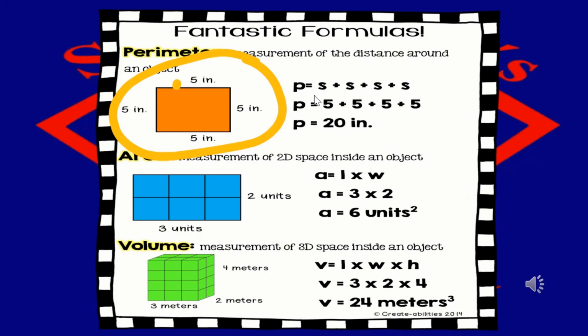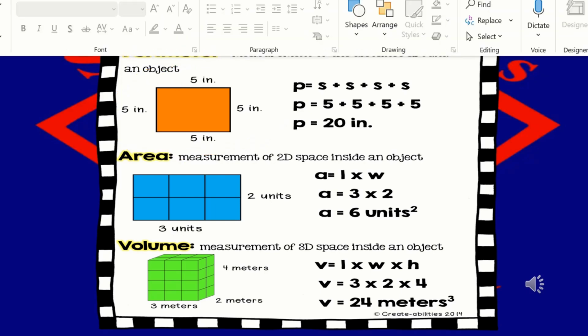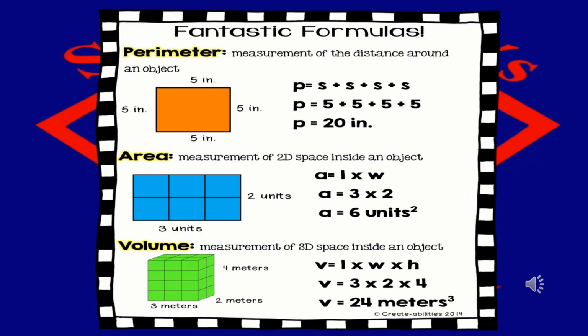And now let's go to area. It looks like I covered it up a little bit. It's okay, I can always take it away, right? There we go. Area is the measurement of two-dimensional space inside an object. Sorry about that. So area is what's inside, right? The equation for area is length times width. So 3 is length and 2 is width. 3 times 2 is 6. So 6 units, that's what's inside.